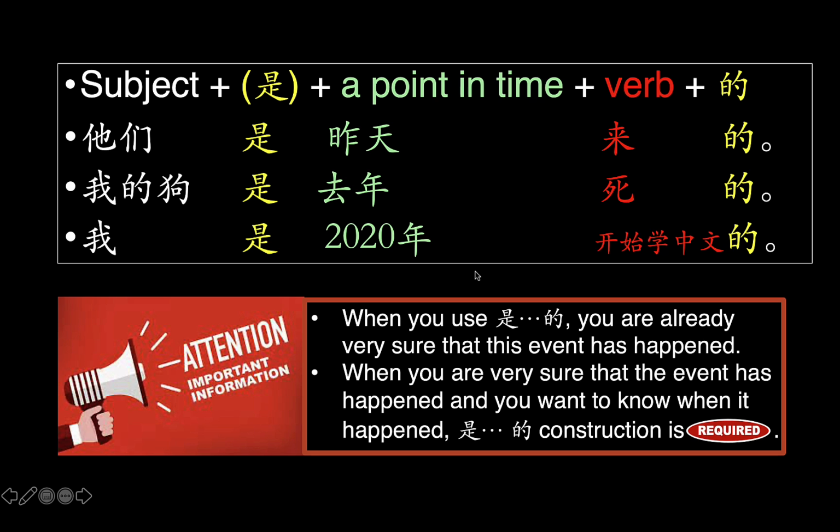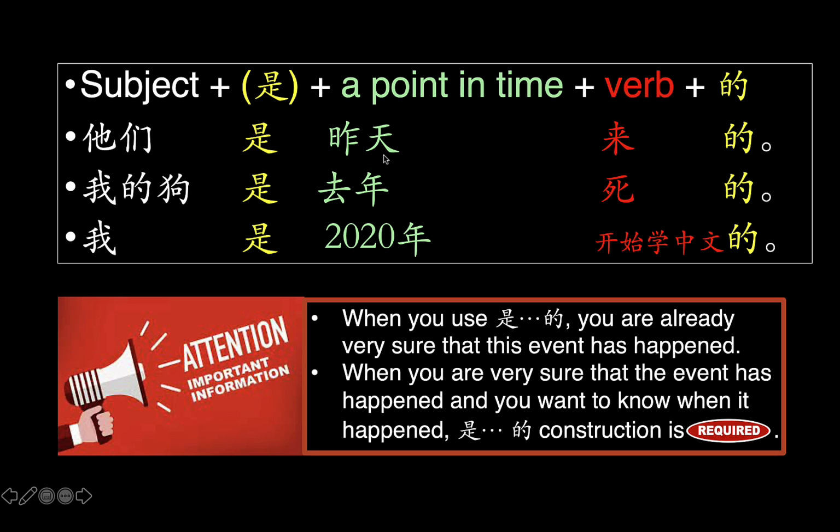So now let's look at the structure of 是什么什么的 construction. So it should be subject, and 是 is optional, but I usually use 是. It sounds better to me. 是, and then a point in time, and then verb, and the. That means this point in time is the time when this action, this verb action happened. So that means between 是 and the, there must be at least 2 components. The first component would be the time, and then the second one would be the main verb.